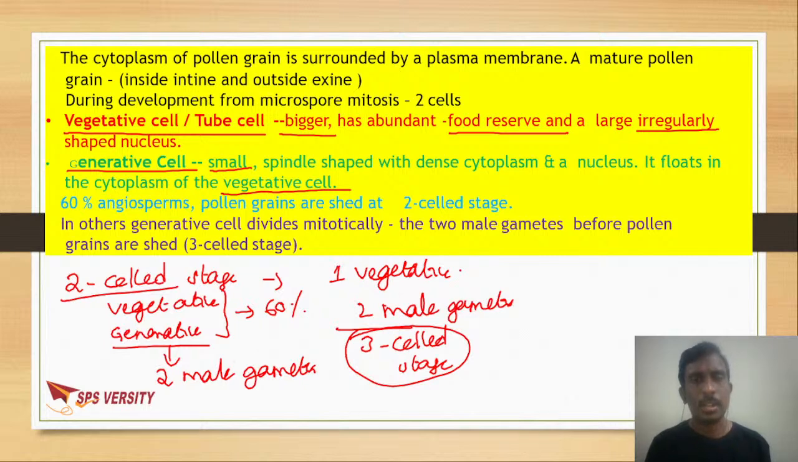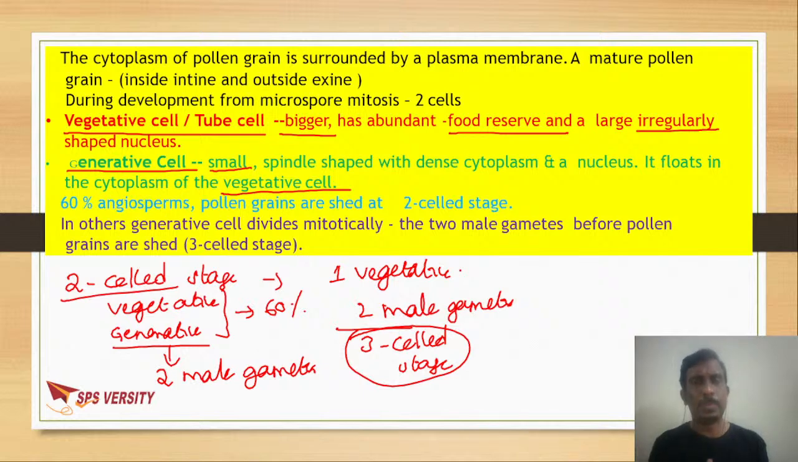The next part you should remember is the 2 cell stage and 3 cell stage. 2 cell stage means what cells are present? One vegetative cell and one generative cell. 3 cell stage means one vegetative cell and 2 male gametes are present.